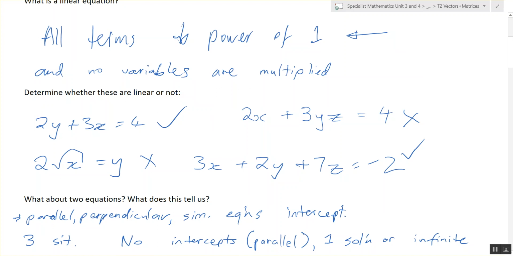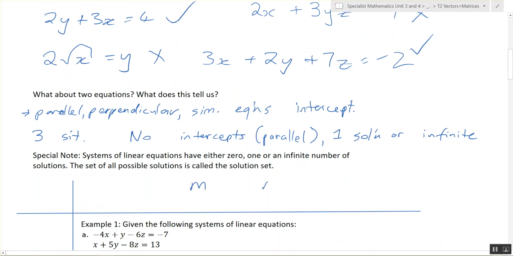Oh, I need to get my other book. Correct. So we use matrices to find these solutions. Yes. The M number and the N number. Okay?